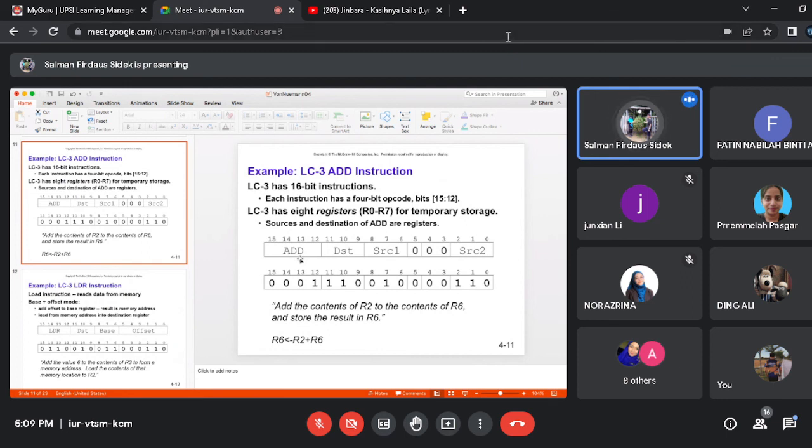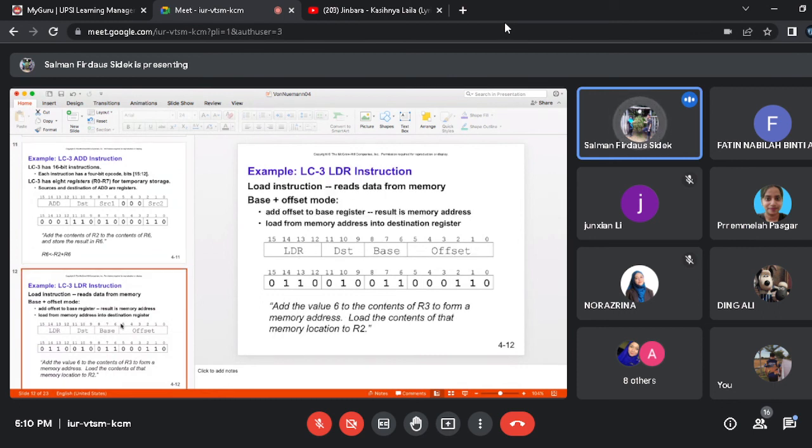CPU. I highlight this because some of the opcodes involve more than one component. That's why I highlight this early. So add only involves the CPU. Okay, this one LDR. LDR is the instruction used by the control unit to tell memory so that the content of the memory can be sent to the CPU. L means load.